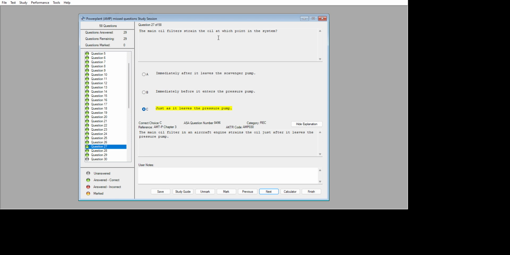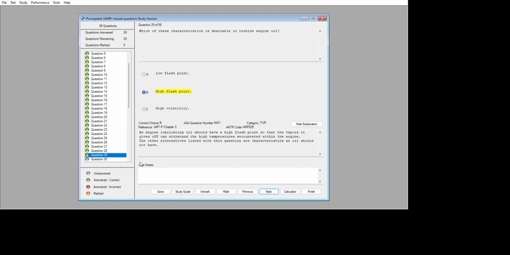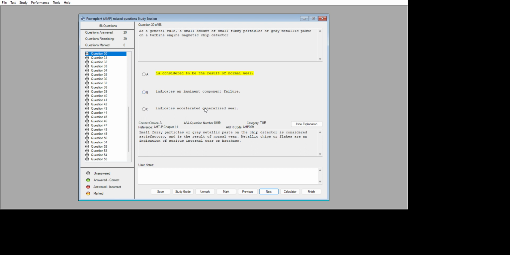The main oil filter strains the oil at which point in the system? Just as it leaves the pressure pump. Which of the following bearing types must be continuously lubricated by pressure oil? Plain. Which of these characteristics is desirable in turbine engine oil? High flash point.